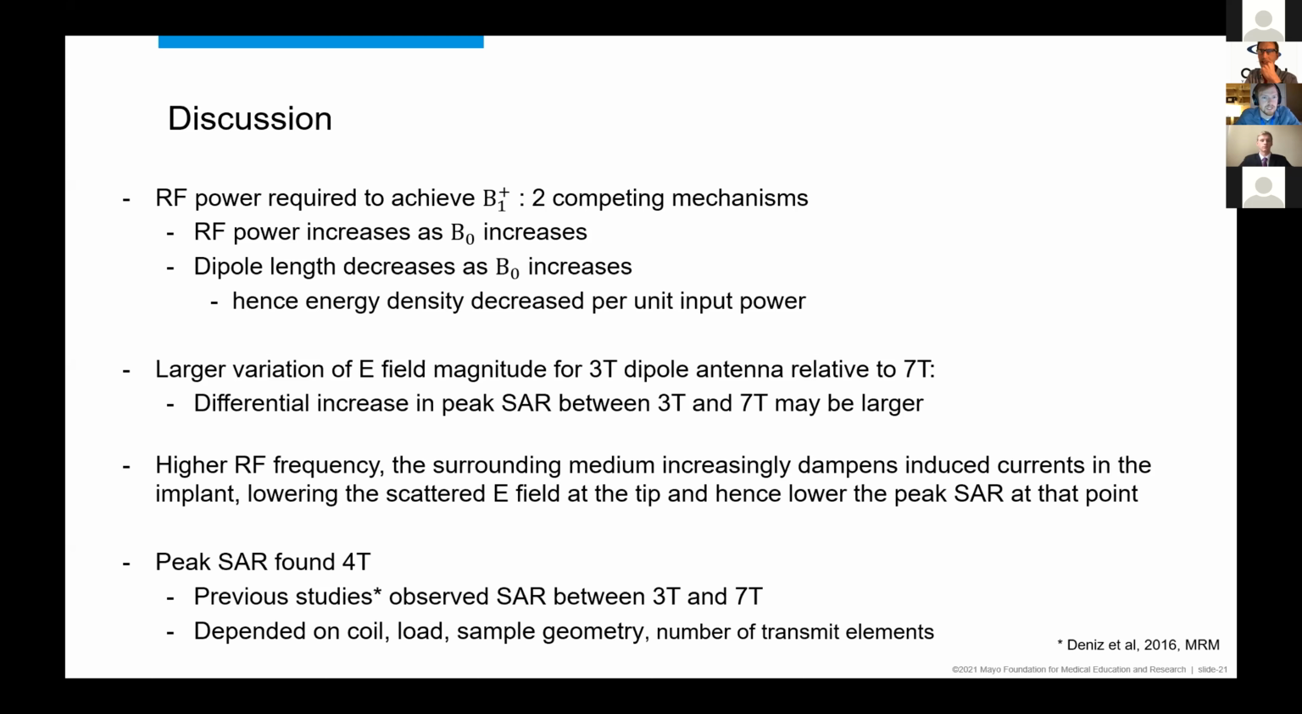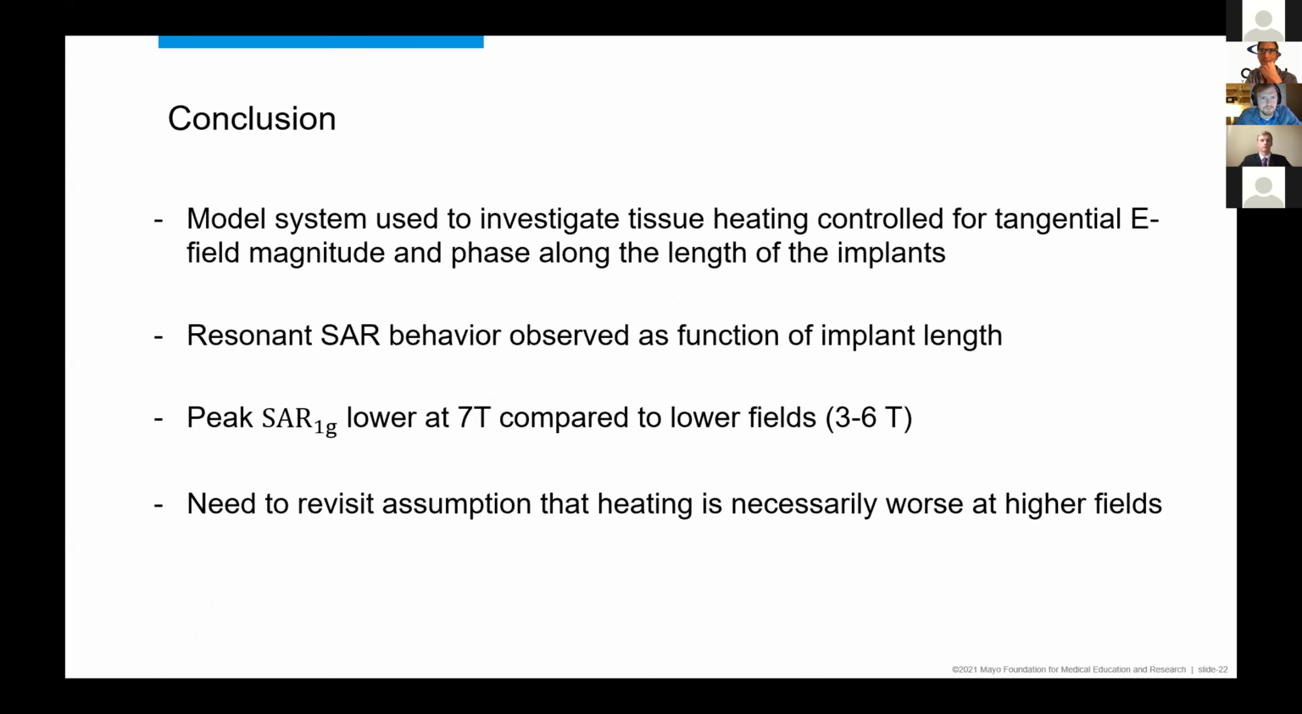This has been seen in a previous study where the peak SAR was actually seen between 3 Tesla and 7 Tesla, particularly at 4 Tesla. But this study was highly dependent on the coil type, the load, the sample geometry, as well as the number of transmit elements. So it's not exactly one for one.